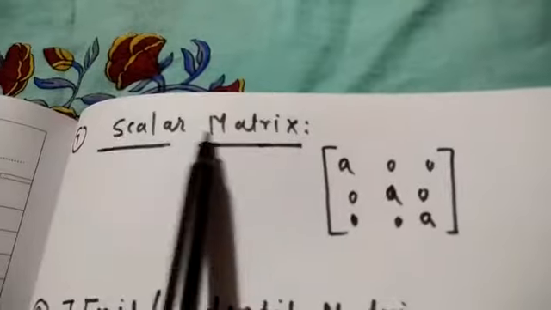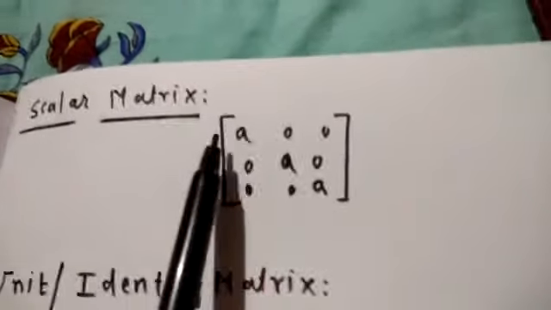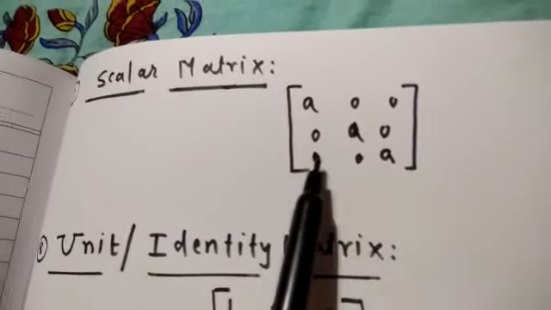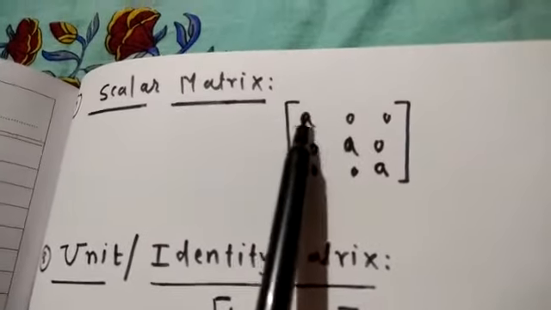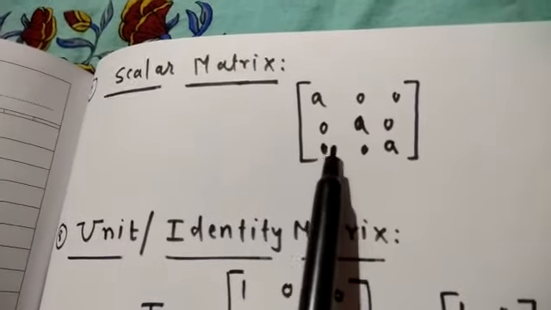Next type is scalar matrix. The definition of scalar matrix is that at the diagonal all the elements should be equal and other elements are 0. The example is A, A, A and all other elements are 0. This is the scalar matrix.